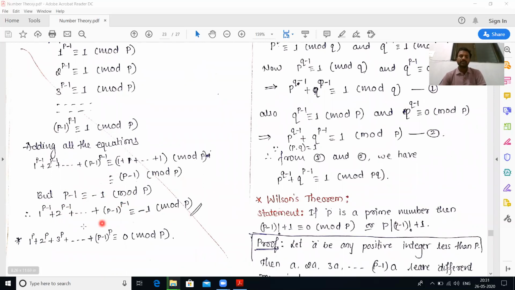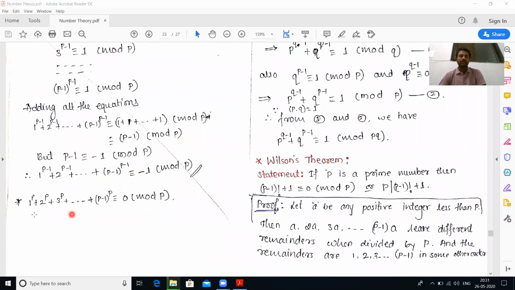Similarly, you can prove that 1 raised to p, 2 raised to p, 3 raised to p, and so on up to (p-1) raised to p is congruent to 0 mod p. The sum of all these is also congruent to 0 mod p, and we can prove it.